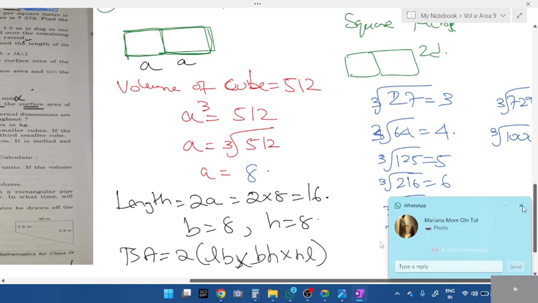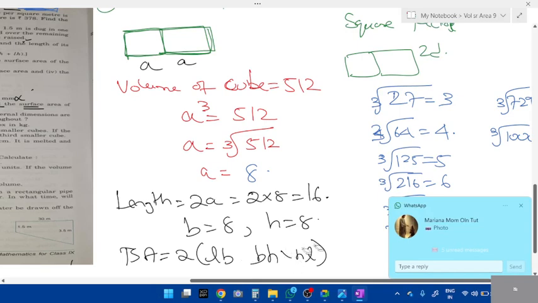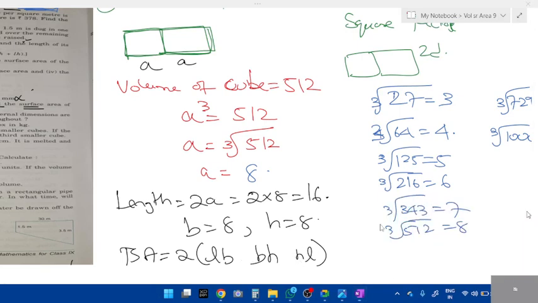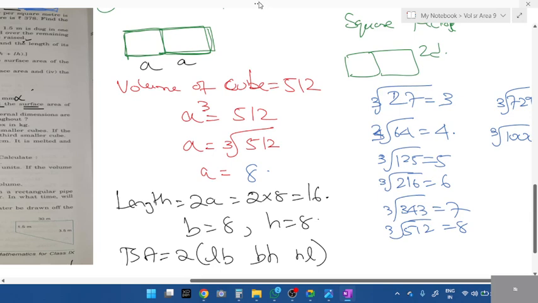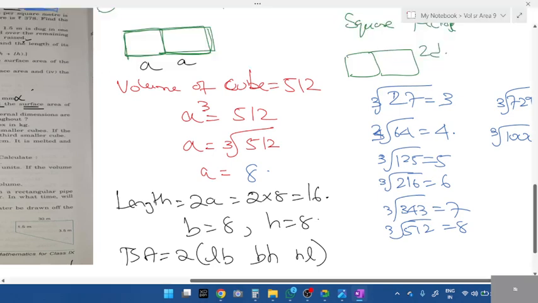2(LB + BH + HL). Is this clear? Okay. Clear? All of you understood? Remember, only the L value will change, students. Whenever you're converting, make a note of it. Write it in your notes. When you're converting from cube to cuboid, the L value will change. Breadth and height will remain the same.